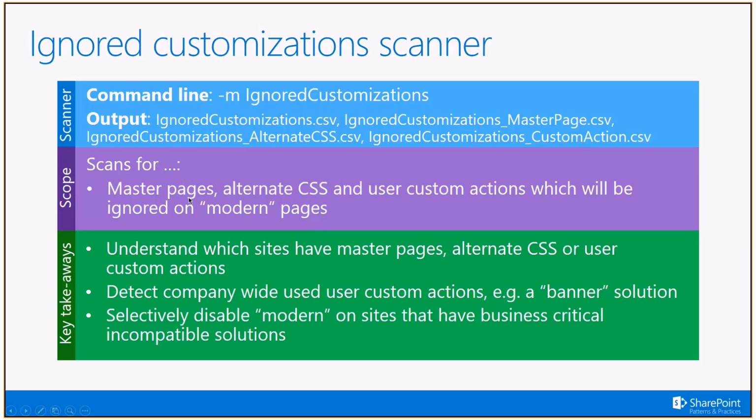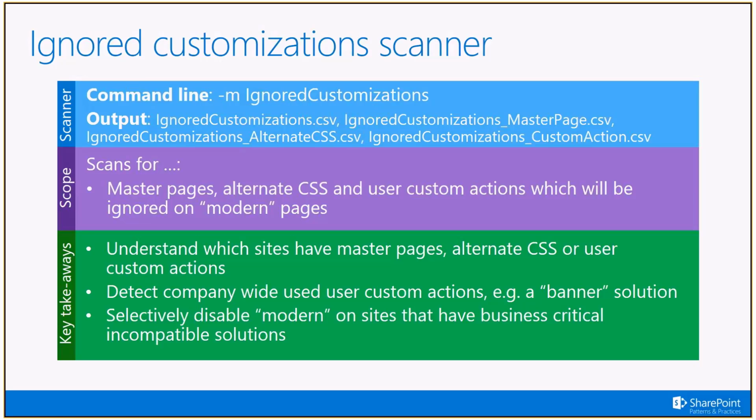The scan is for understanding which customizations, which master pages, alternate CSS, and user custom actions are being ignored, essentially. Key takeaways, and let's be super clear on this one. If you have sites which have a custom master page or alternate CSS or user custom action, and you flip that to be modern experience, that means the master pages, alternate CSS, and user custom action will be gone from an end user perspective on the modern pages. Yes, like the site contents page, if you're using the modern experience within the site.